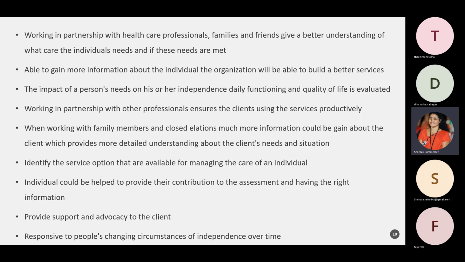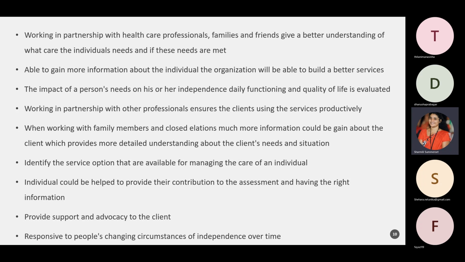So likewise, we can identify whether they are using the services productively. Sometimes, some patients may be referred for physiotherapy, for some exercises. If they have any fractures in their legs or arms, then for improvement and regaining function, the doctors or the nurses will refer them to the physiotherapists.